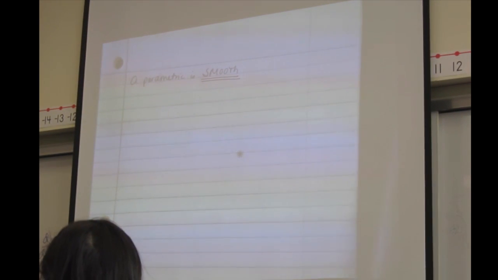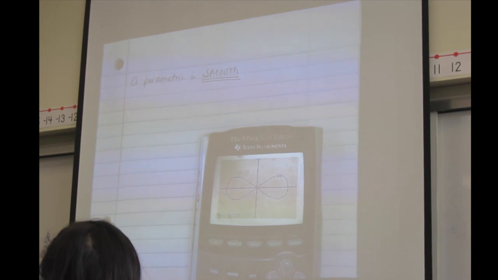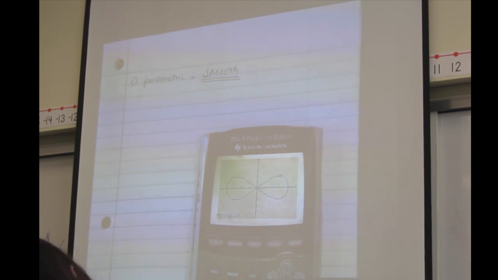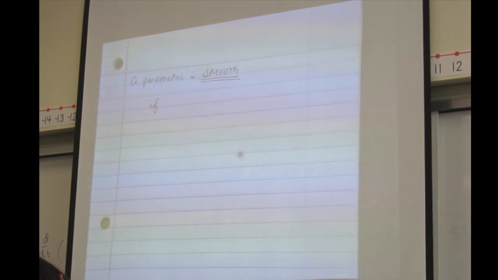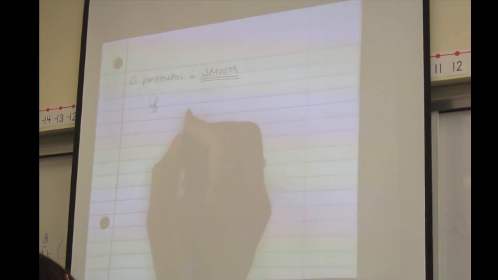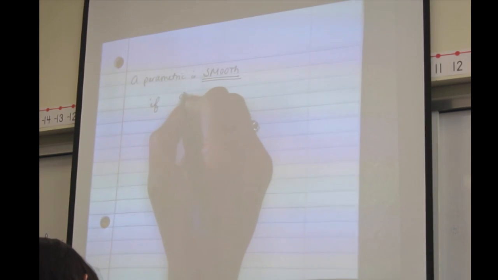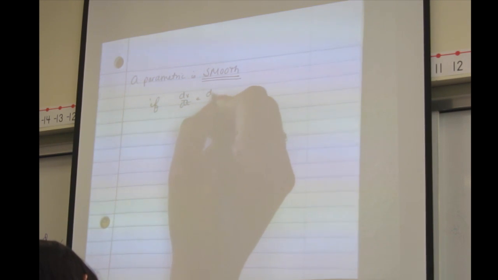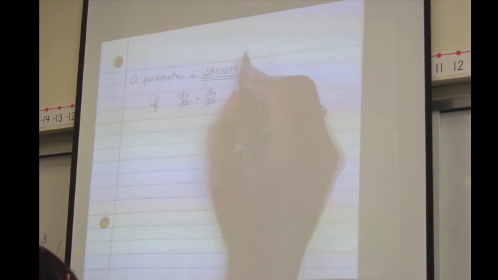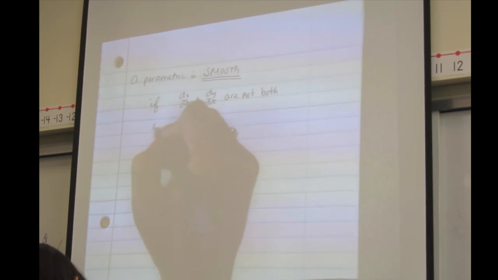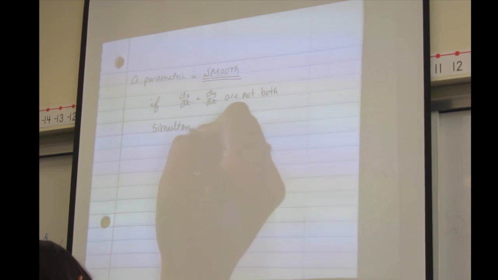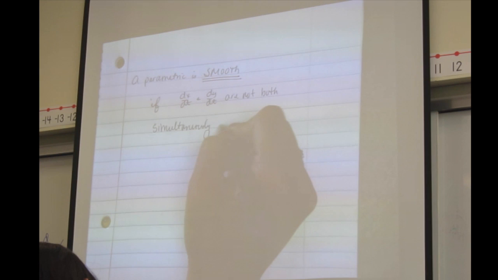Is this parametric smooth? The answer is yes. You don't see a corner point, right? A parametric is considered smooth if two things happen. Why do we need to know this? Smooth is such a mathematical term. So here, dx/dt and dy/dt are not both simultaneously zero.